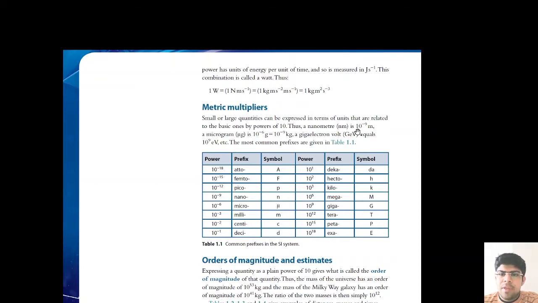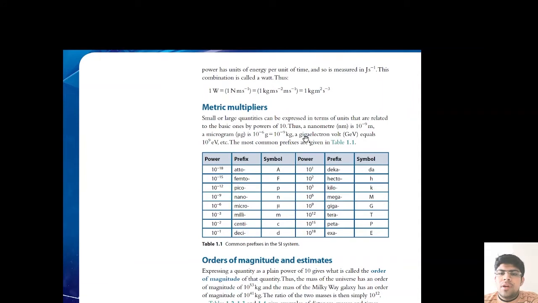Thus, a nanometer, nm, is 10 to the power minus 9 meter, and a microgram, which is denoted by this symbol μ, this is known as mu, and g is gram, is 10 to the power minus 6 gram, which equals 10 to the power minus 9 kg. And minus 9, you can imagine how small it is. 10 to the power minus 9.